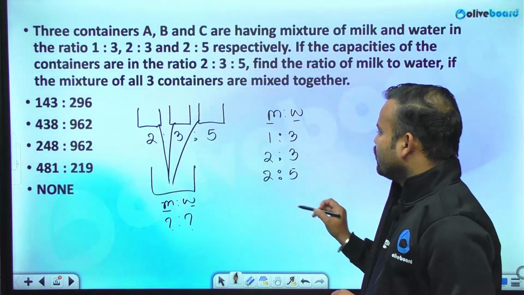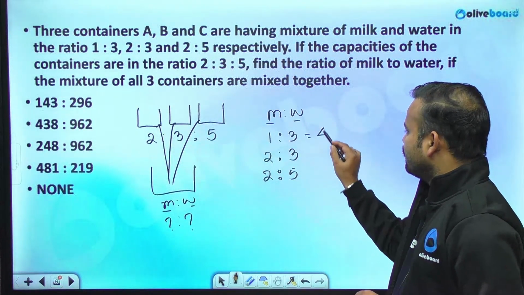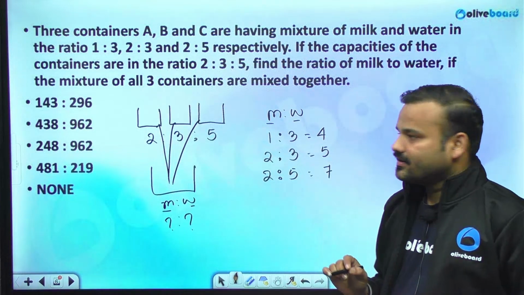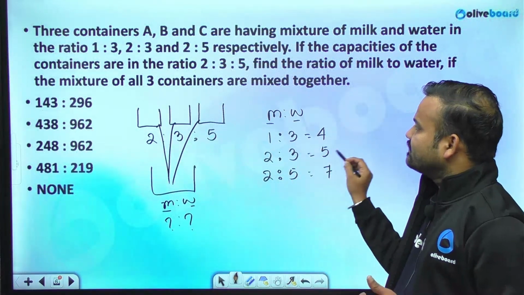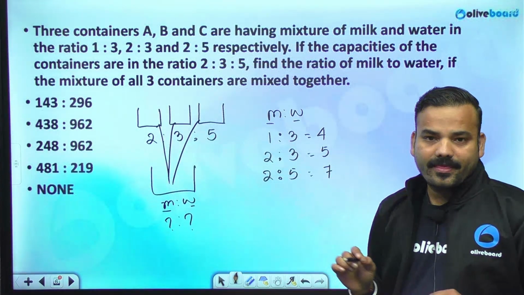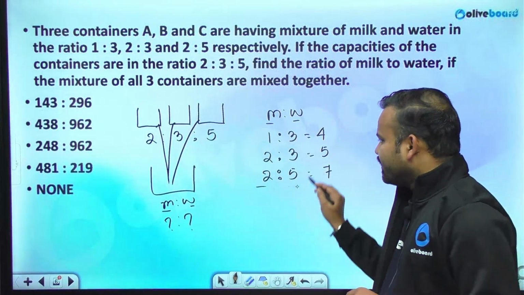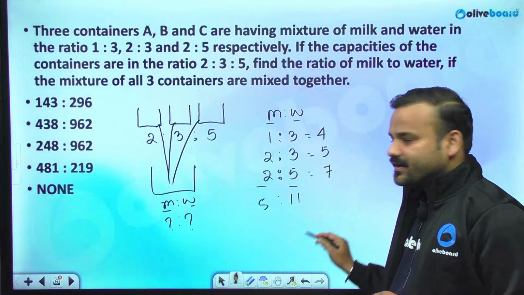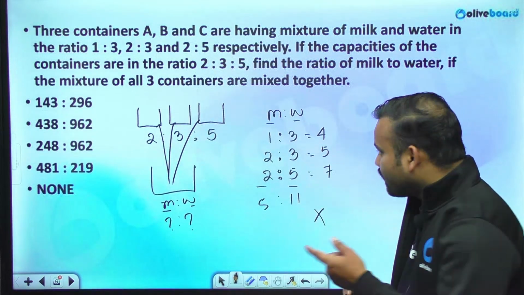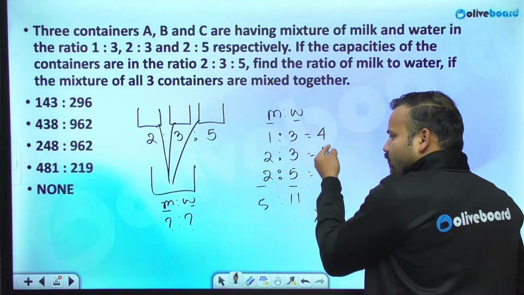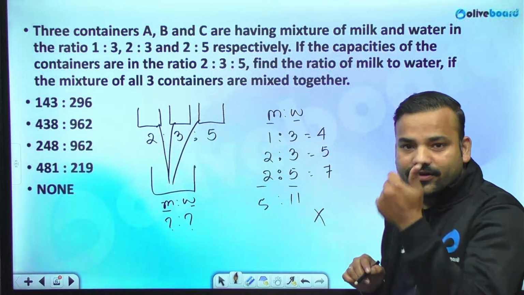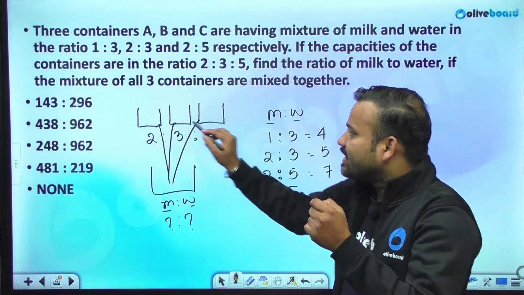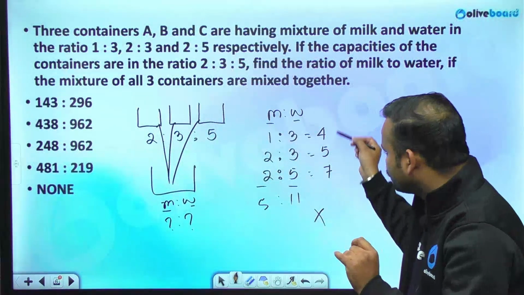So check out the volume over here. The volume over here is 4. This is 5 and this is 7, isn't it? 1 and 3 is 4, 2 and 3 is 5 and 2 and 5 is 7. If you add over here, the answer will be 5 and 11. But this is not the answer. Why? Because you are mixing the containers in the ratio of 4, 5 and 7. But according to the question, the examiner has asked that you should be mixing the containers in the ratio of 2, 3 and 5. This is not 2, 3 and 5.